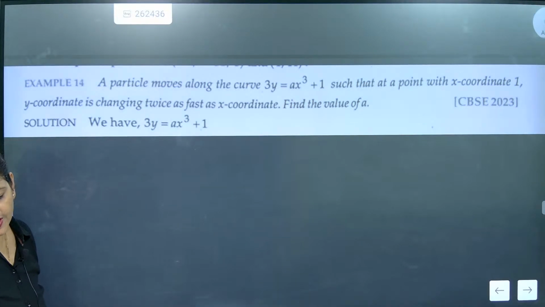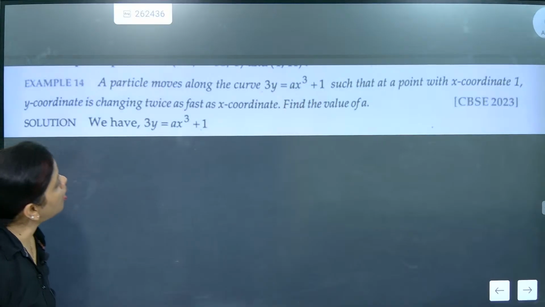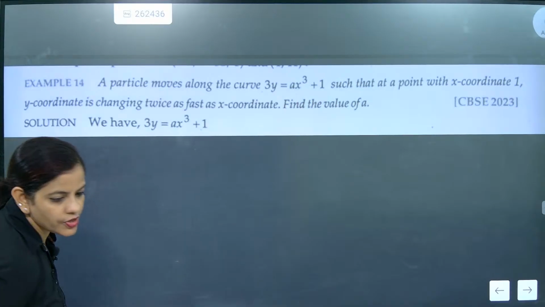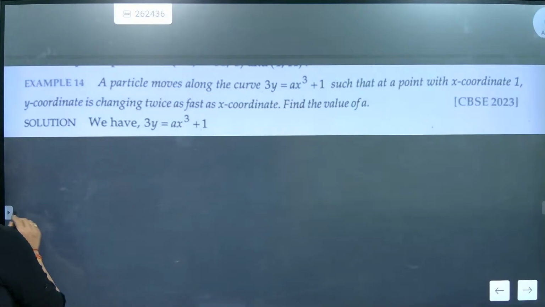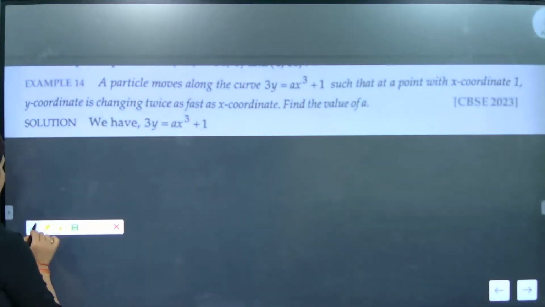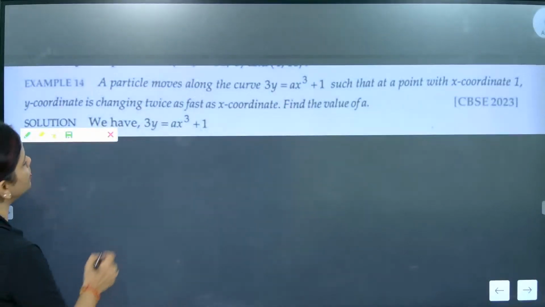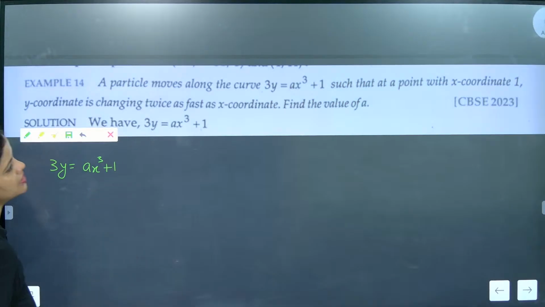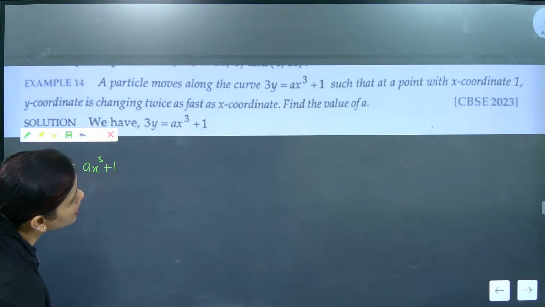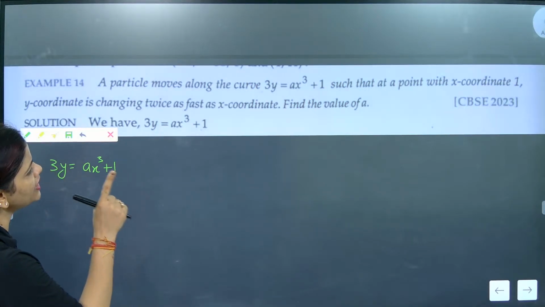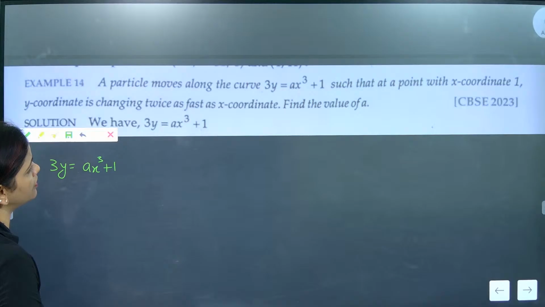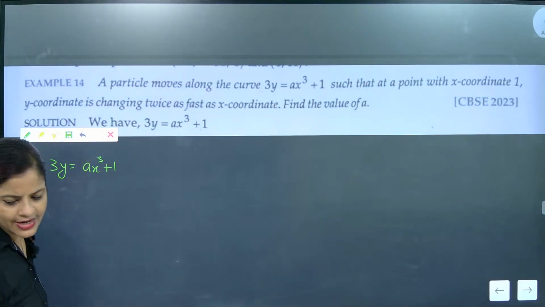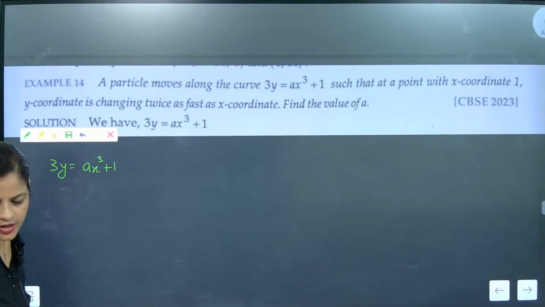What is your question? A particle moves along the curve. The equation of the curve given to you, beta, first check this one out. The equation of the curve given to you is 3y is equal to ax cube plus 1. This is the equation of the curve such that at a point with x coordinate 1 exactly, it is given. Understood? So note down till here, beta.